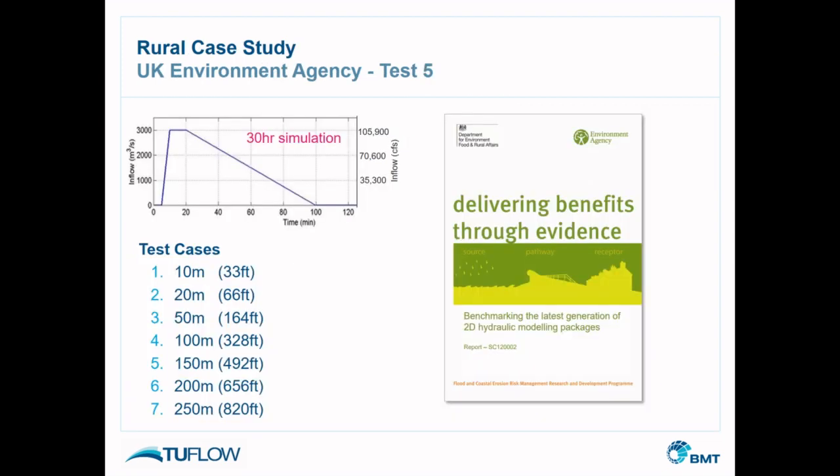Case study number 1. This is the rural example, and I've actually taken this from the Environment Agency benchmark dataset. This was a study that the Environment Agency set up from memory. It was 2012 or 2013. It's an excellent benchmark dataset where they compared different modelling packages for half a dozen different model scenarios. And we'll be focusing on just one of those test cases that they created, and it's known as test case 5.